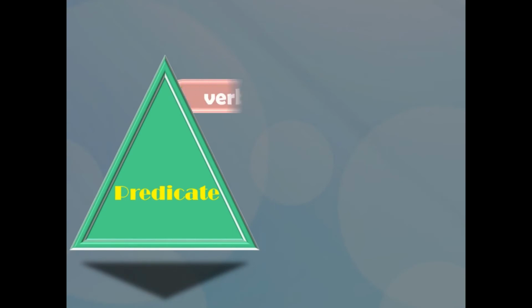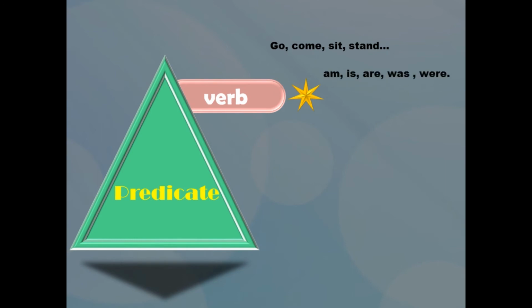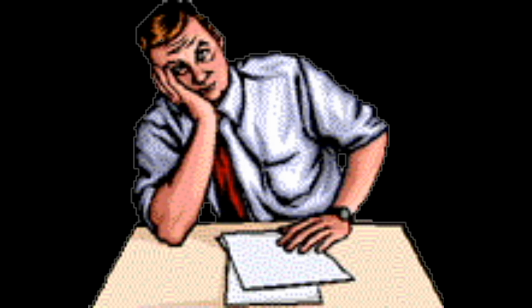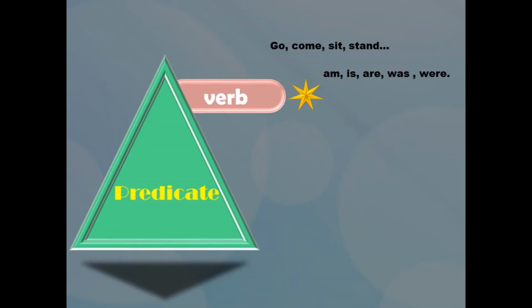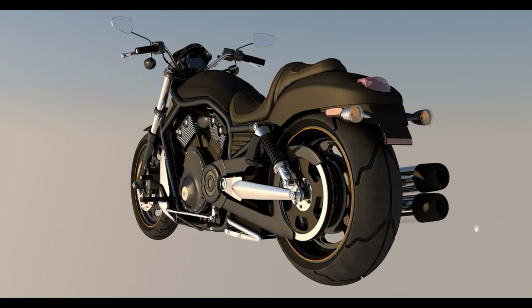A predicate can be a verb. Verbs are action words like go, come, sit, stand. They can be be verbs that tell the state or condition of the subject: am, is, are, was, were, and have verbs that tell the possession of the subject: have, has, had.